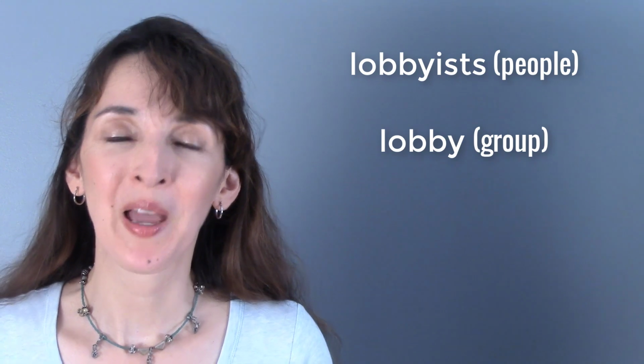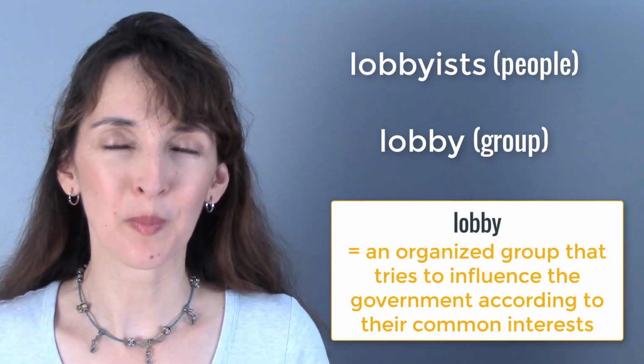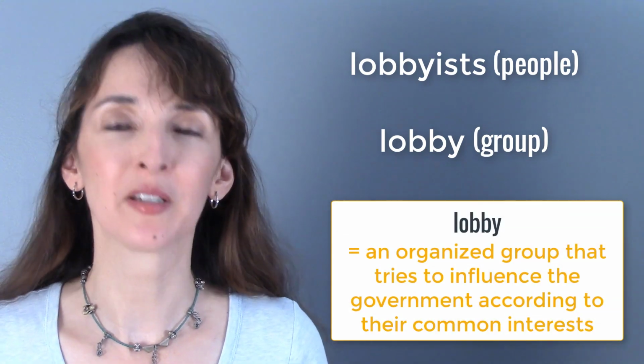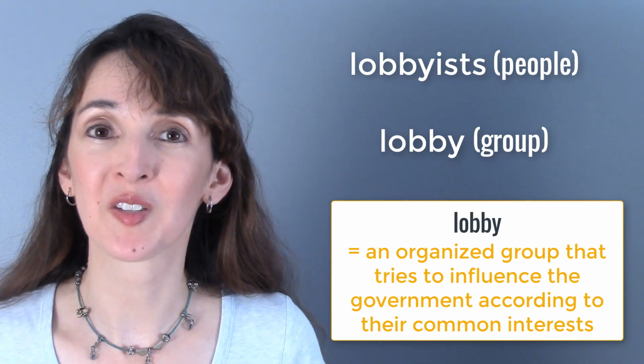One difficulty in getting any law passed is that our politicians have to work together. They're from different parties and they represent different interests, so agreement doesn't happen often. Then there are the lobbyists. A lobby is an organized group that tries to influence the government according to the common interests they share.